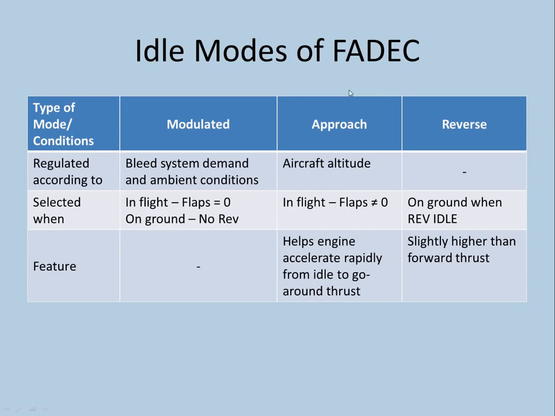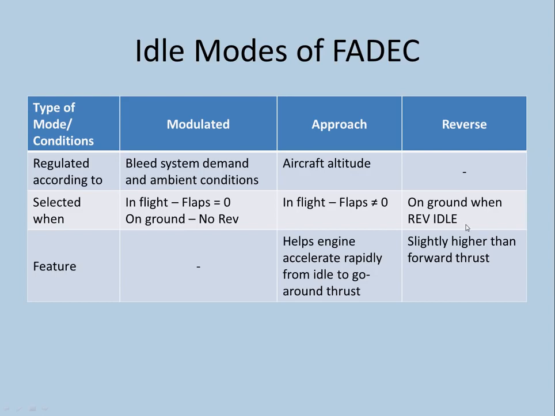Approach idle is based on your aircraft altitude when you're coming into approach, and it is in flight, when flaps are not at zero. Any other configuration you will move to approach idle. Approach idle is important because it helps the engine accelerate rapidly from idle to go-around thrust. Okay, this is very important. In case of a go-around, you require immediate thrust, because otherwise jet engines take a spooling time, but approach idle will consider that. Reverse idle will be selected when on ground.